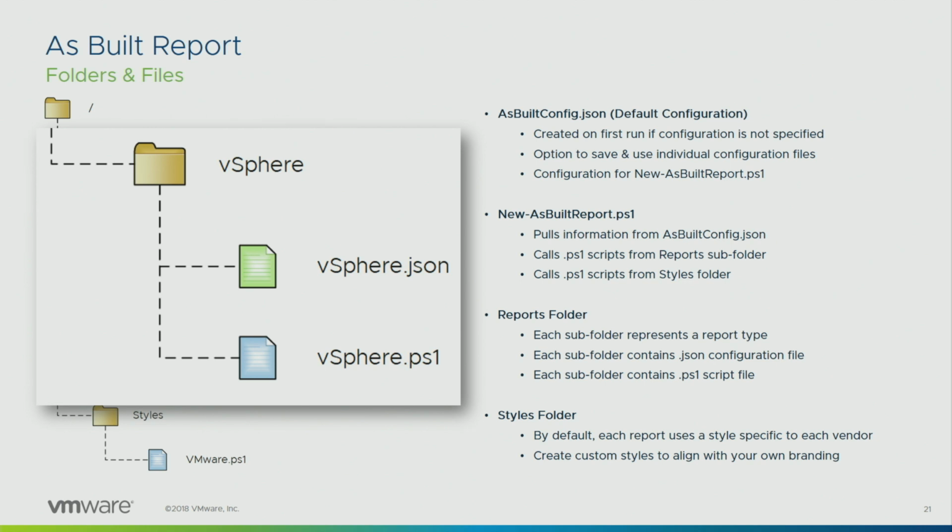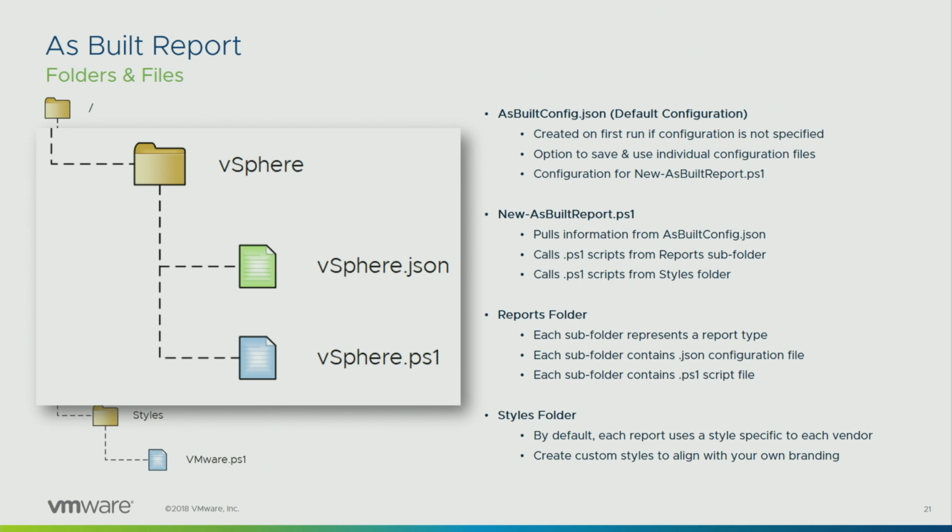So we have a subfolder for reports, and then within the reports folder, we've got another subfolder for the vendor or the technology. So in this case, we've got vSphere, and we've got a vSphere.ps1, which is the script which is doing all those Get-VMHost, Get-Cluster, Get-VM. And again, this particular report has its own configuration file.